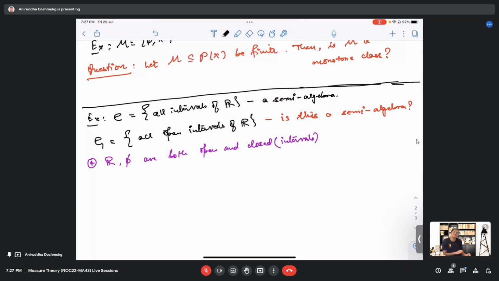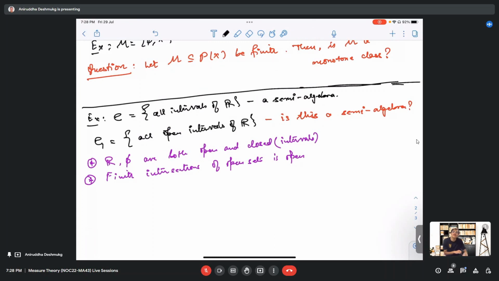Okay. What about the intersection of open intervals? Are they open intervals? Yes. Why is that so? See, we have already seen that the intersection of intervals is an interval. Why should it be open? Sir, since they are open sets and we are taking a finite intersection. Correct. So the next thing that we really want to use is that a finite intersection of open sets is open.